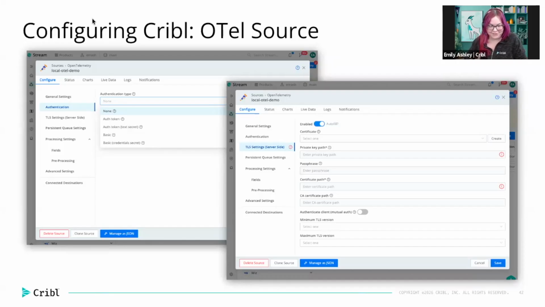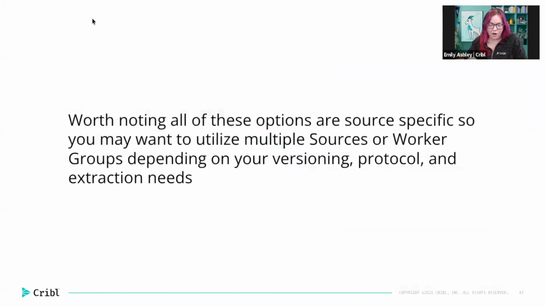I am not a security engineer, but check out the great section in my previous OTel collector config about insecure skip verify true if you have a self-signed cert in Cribl Cloud. You'll see more on that in our OTel source docs. Worth noting that all of these options are source specific, so you may want to utilize multiple sources or worker groups depending on your versioning, protocol, and extraction needs.